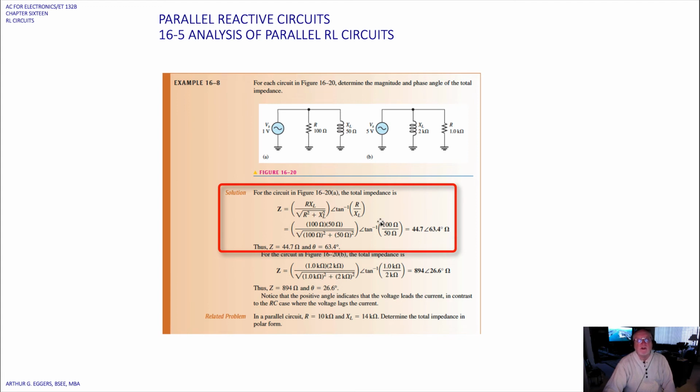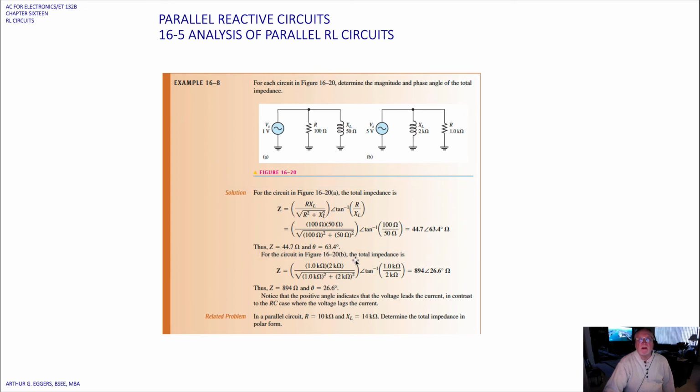Again, I hope that you're going through these and using your calculator and working through them so that you understand not only the mathematical process, but the process as it relates to your calculator. Again, start with the denominator. Once you get that value, invert it and multiply it as the product in the numerator. So in this case, Z, the impedance, is equal to 44.7 ohms at an angle, this time theta, of 63.4.